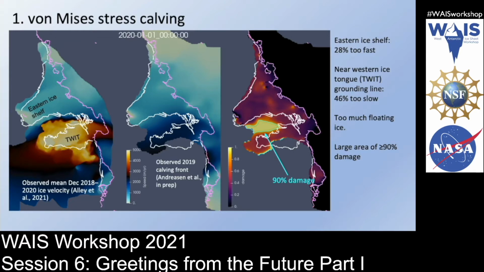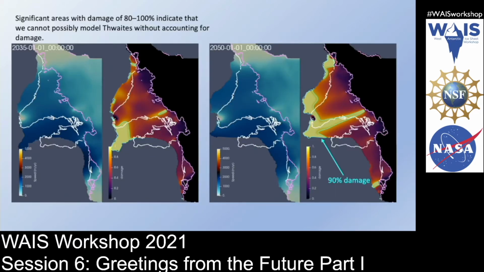We also find that we have too much floating ice, and that there's this large area where damage exceeds 90% between the eastern ice shelf and the western ice tongue. So running this forward, we see that this area with significant damage approaching 100% sticks around and indeed grows over the course of the simulation. And so we're showing here that we can't possibly model Thwaites accurately without accounting for damage.